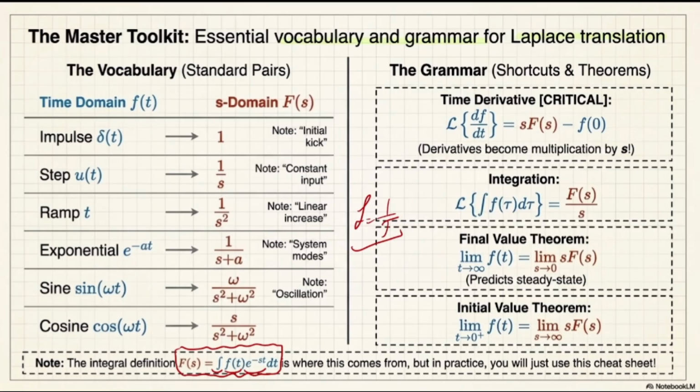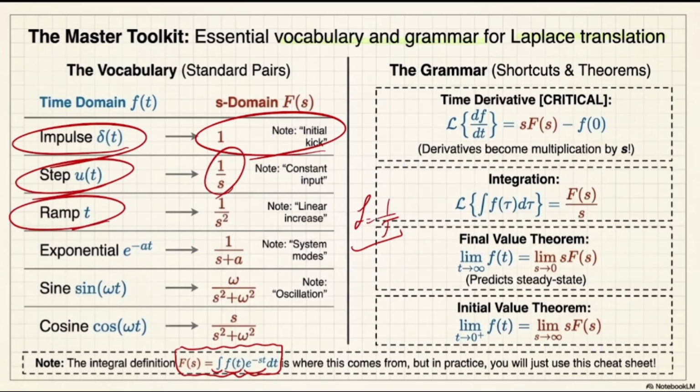So the very first thing is about the time domain. If we assume that our input is an impulse, delta t, our s domain version is going to be 1. It means that it just acts as an initial kick. If our input is u(t), which means that your signal is going to be constant all the time, your s domain version is going to be 1 over s.